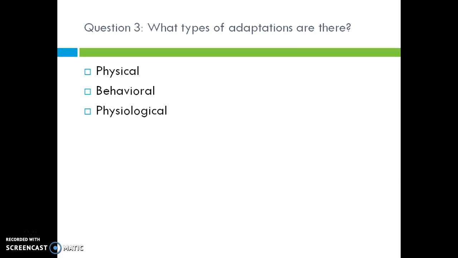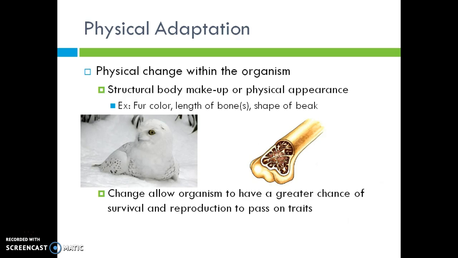So what kind of adaptations do we have? We have 3 types: physical, behavioral, and physiological. Physical is going to be a change that is actually the structural makeup, the physical appearance of the organism. For example, we have the snowy owl here. It has the white during the winter so it can hide in the trees and catch its prey, and also protect it from anything else that's going after it.